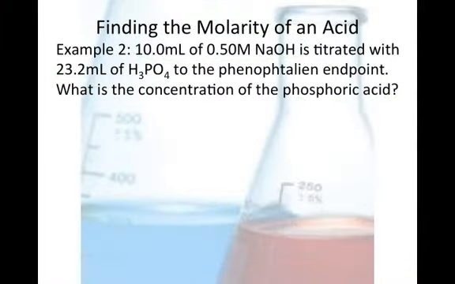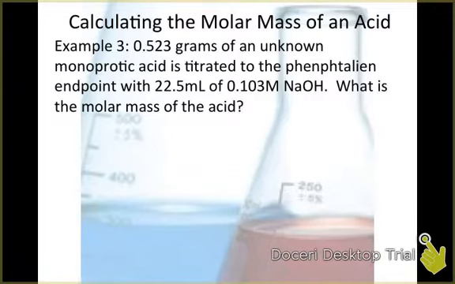I'm pretty sure this one is asking us to go to a different endpoint. This one says 0.523 grams of an unknown monoprotic acid is titrated to the phenolphthalein endpoint with 22.5 milliliters of a 0.103 molar sodium hydroxide. What is the molar mass of the acid?